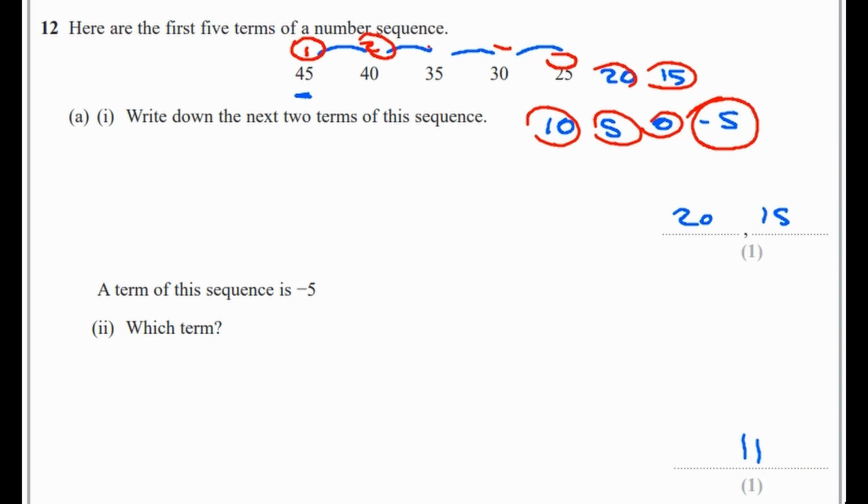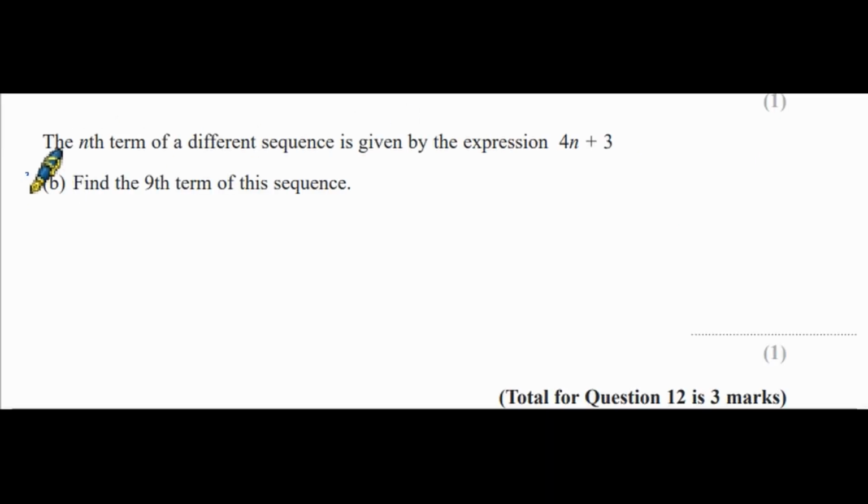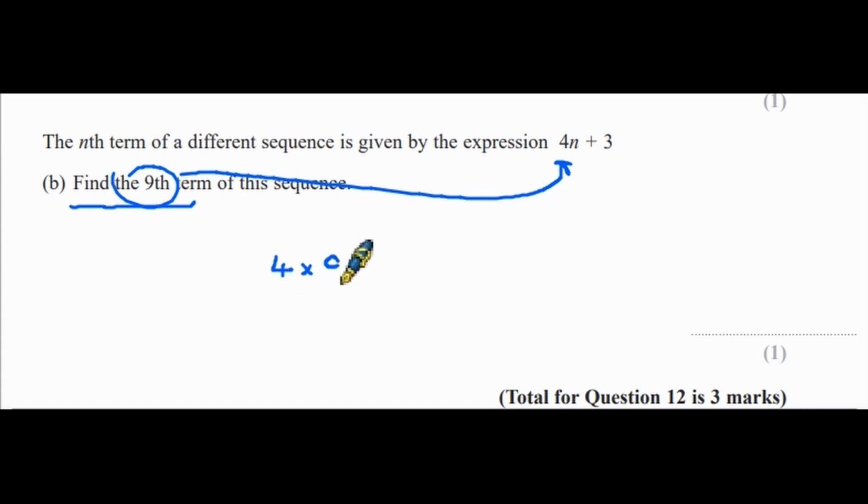Moving on to part B of question 12. This is asking us about a different sequence. It says the nth term is given by the expression 4n plus 3. Now don't forget, the n stands for the number of the term. Therefore, when we're asked to find the 9th term, it simply means that the 9 substitutes for the n. So we get 4 times 9 plus 3. 4 times 9 is 36, so that gives us 36 plus 3 equals 39.